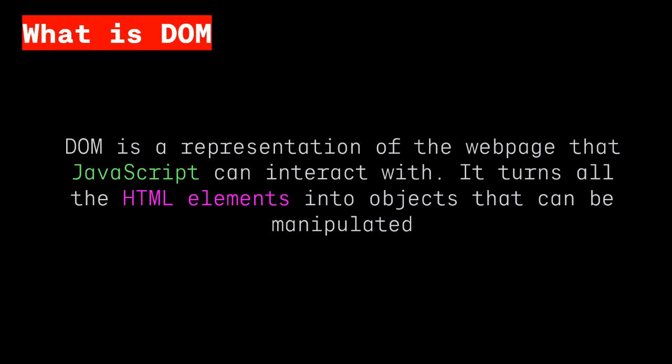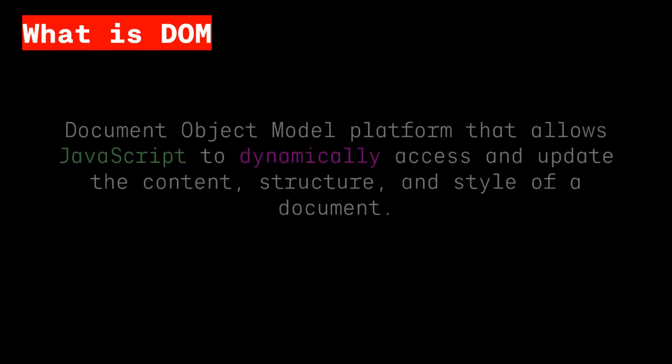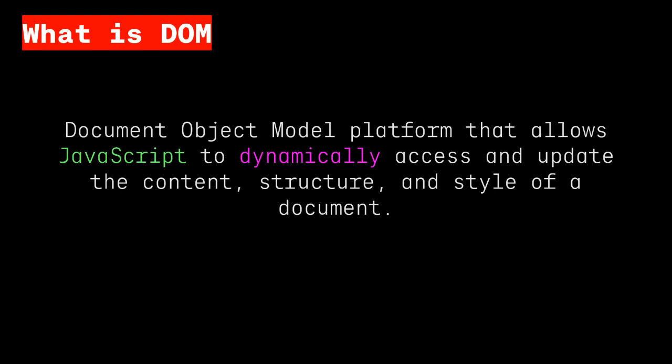Now we have another definition that is easier to follow, and it goes like this. The Document Object Model is a platform that allows JavaScript to dynamically access and update the content, structure, and style of a document. I'm going to read this once again, because I hope this is a very simple definition that makes sense to all of you. So the document object model, which is DOM, is a platform. It's basically a collection of different things, which I will talk about later. But DOM is allowing JavaScript to dynamically access and update the content, structure, and style of a document.